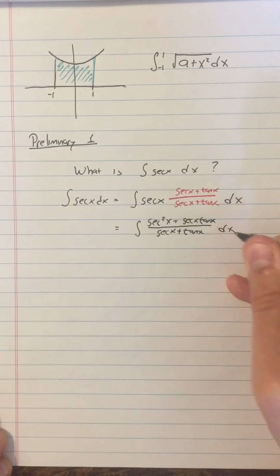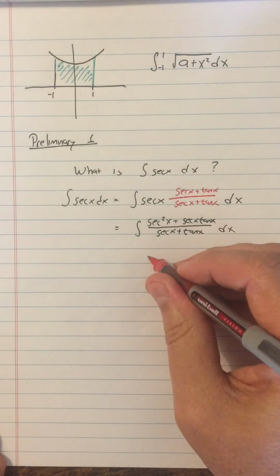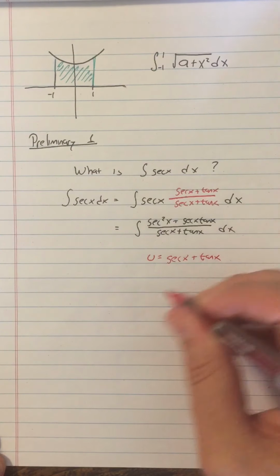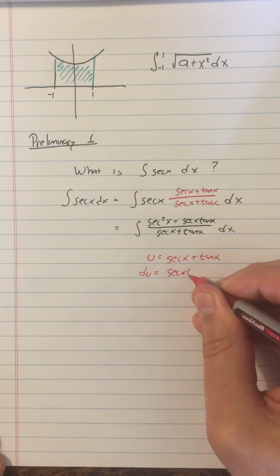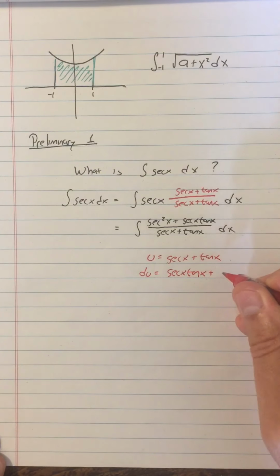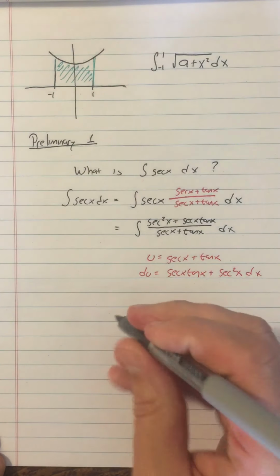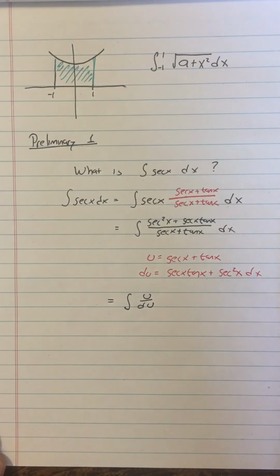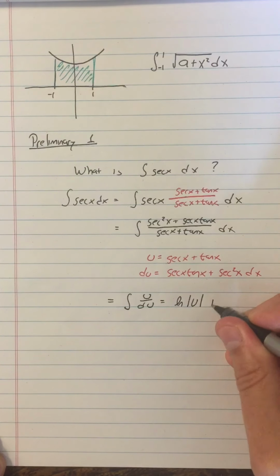Now look what clever thing we can do. This just turns into a u substitution. Let u equal the denominator, which is secant plus tangent. Then the derivative: what's the derivative of secant? It's secant tangent. What's the derivative of tangent? It's secant squared. And that's exactly what I have in the numerator. So what I really have here is the integral of du over u. We all know what that is. That's equal to the ln of the absolute value of u plus c.